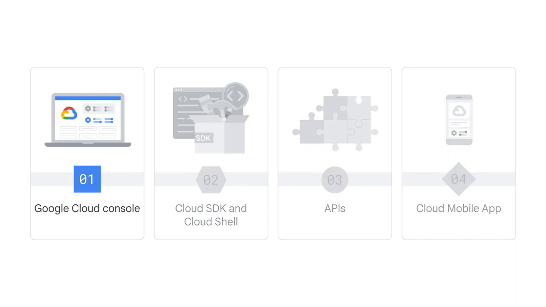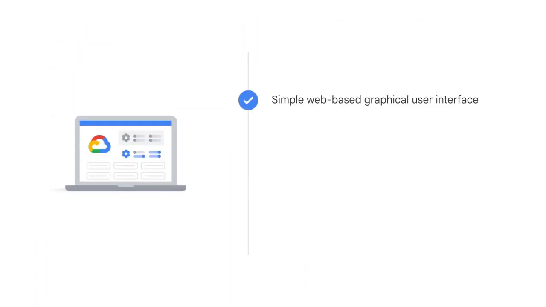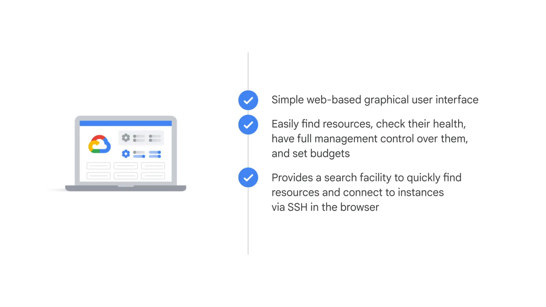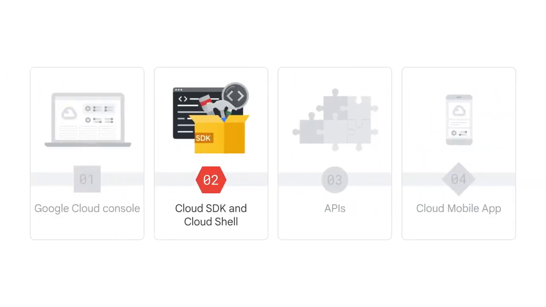First is the Google Cloud Console, which is Google Cloud's graphical user interface, or GUI, that helps you deploy, scale, and diagnose production issues in a simple web-based interface. With the Cloud Console, you can easily find your resources, check their health, have full management control over them, and set budgets to control how much you spend on them. The Cloud Console also provides a search facility to quickly find resources and connect to instances via SSH in the browser.